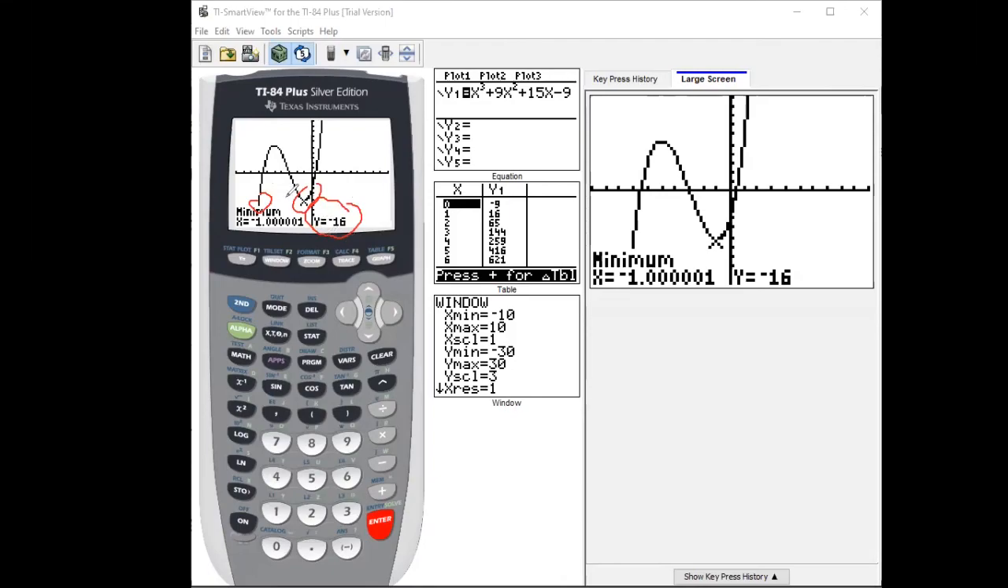So that's the whole point. You have peaks and valleys. So my maximum was 16 and my minimum was -16. Okay, so again, you tell me the numbers for y when you're telling me max and min. So this is how you find them. You hit second, calculate, and then you hit maximum and minimum, and you do the right and left bounds just like you did before.